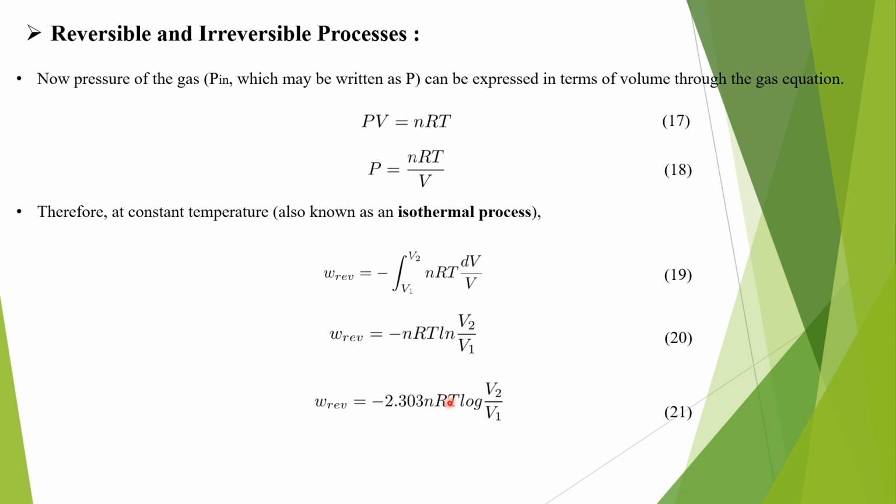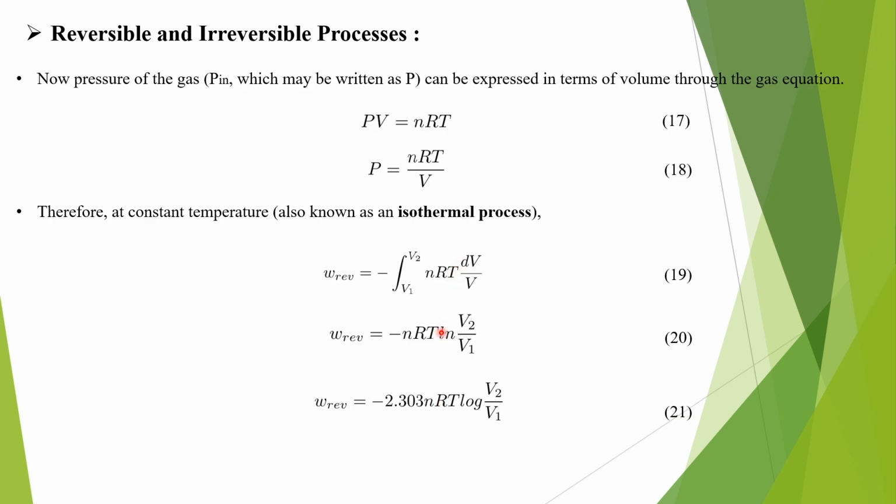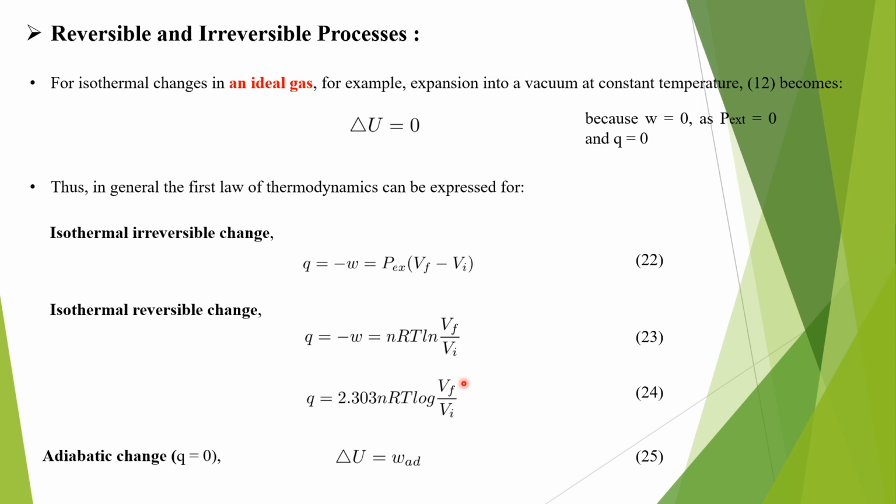Now, if we consider an ideal gas, we can write P internal as nRT by V. If we substitute the value of P internal as nRT by V, we end up with this expression: W reversible is minus nRT ln V2 by V1, and this is log to the base e. If we consider log base 10, we get this expression for work done in a reversible process.